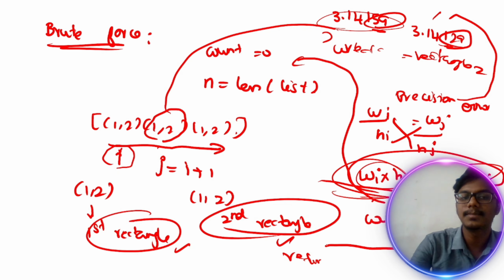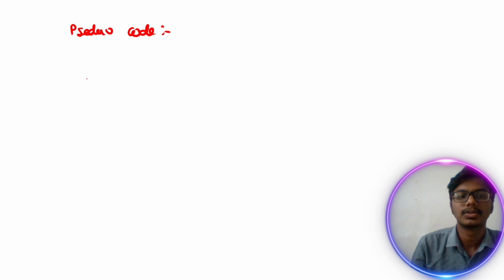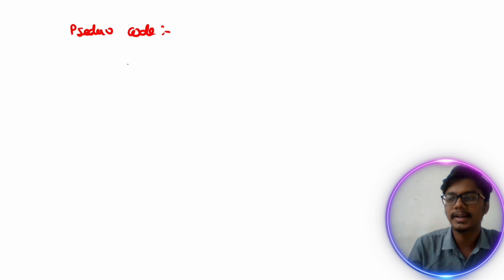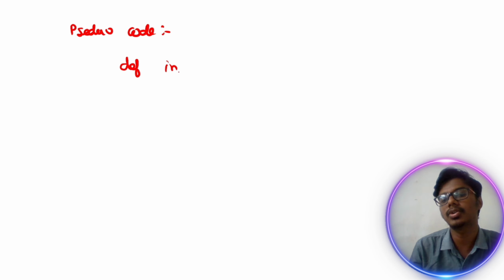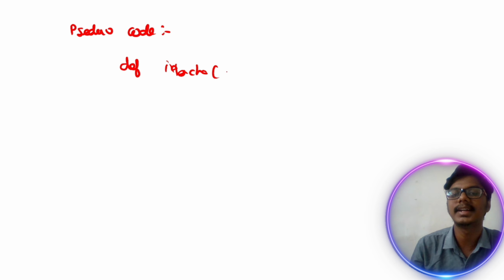Okay, guys, I just explained the brute force solution. Now let's get into the pseudocode of the brute force solution, right? First of all, we want to write the solution. It is a def. I write the pseudocode as a function that gets the rectangles array, a list of rectangles.